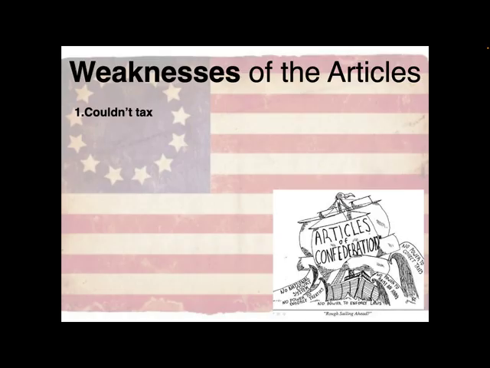That's a problem. How are you going to pay off the war debts if this new national government doesn't have the power to tax? State governments could. State governments could tax, but not the national government. And that was on purpose. Another weakness.